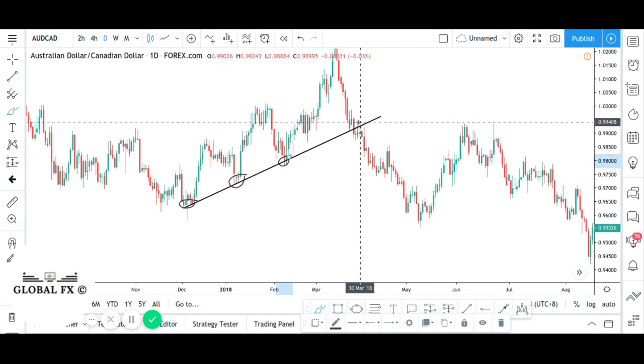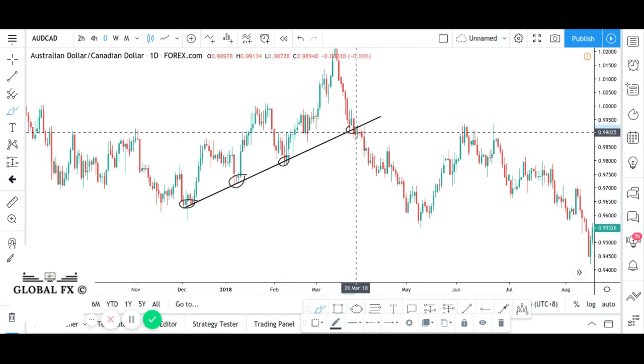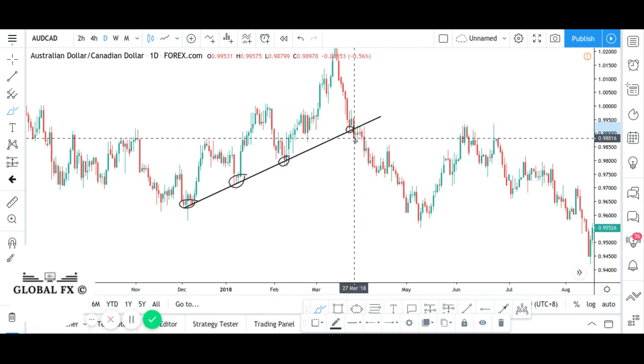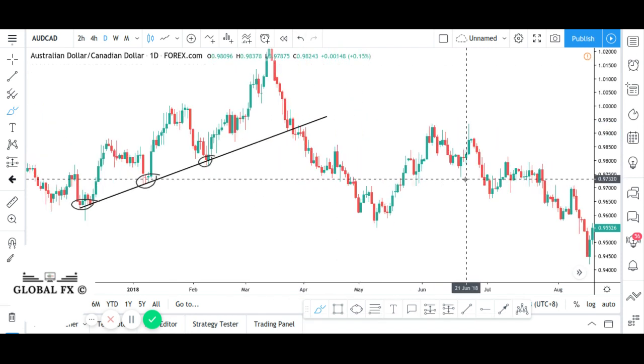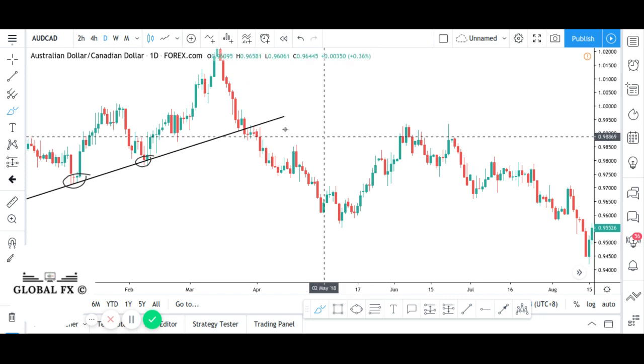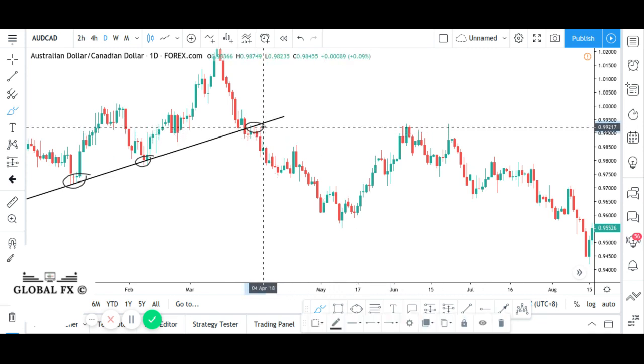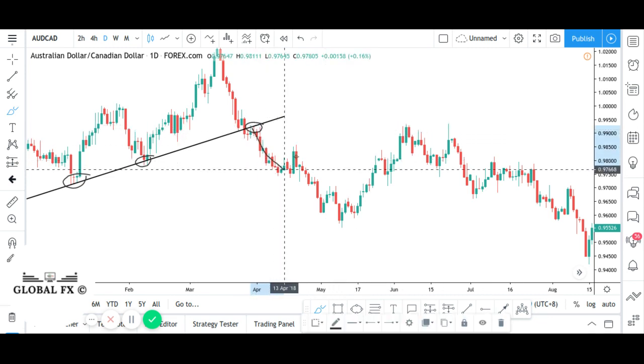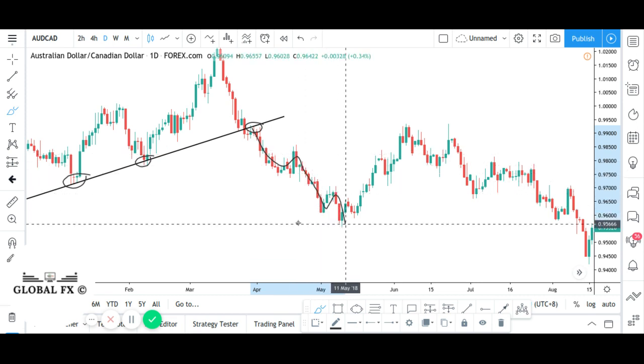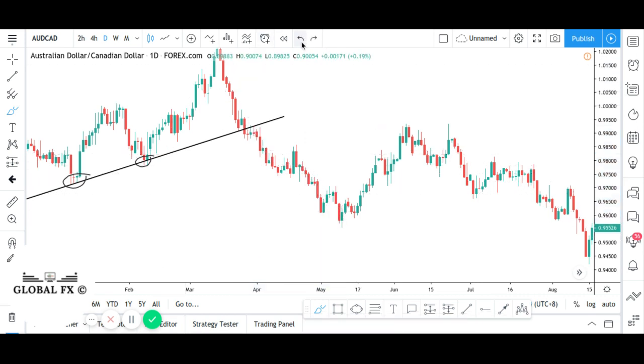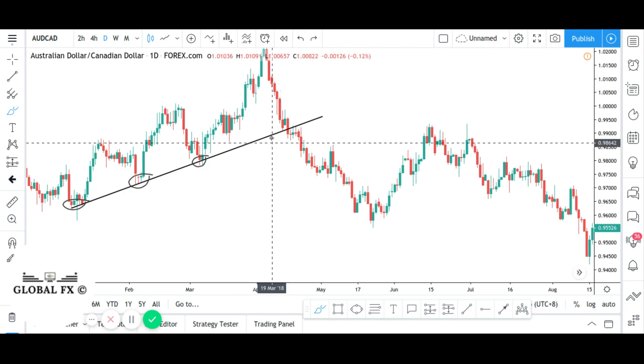We also have one last touch before the break of this counter trend line, and we also have, let me zoom in for you guys so that you can see, a nice retest of this area and then continuation to the downside all the way down. So this is how the market works. It's very, very simple and very easy to understand.